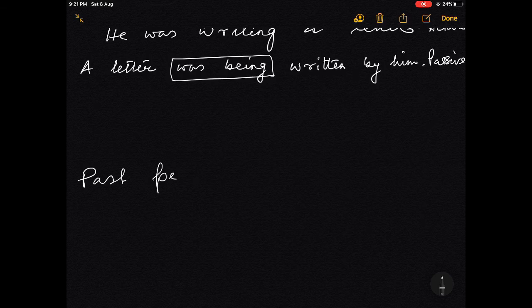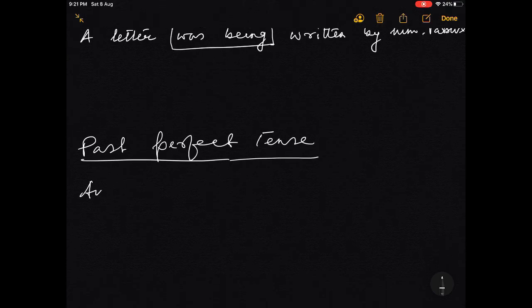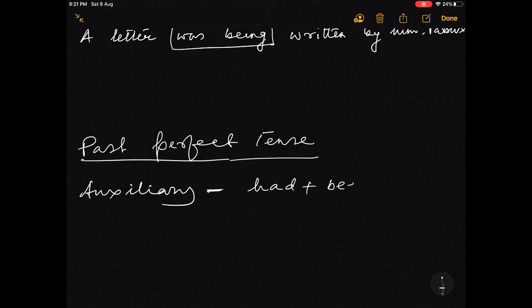Now past perfect tense. Auxiliary, AUX, auxiliary. In present perfect tense, the auxiliary was have or has. Now it is the past tense of have or has, that is had plus been, had plus been. Now the same sentence.